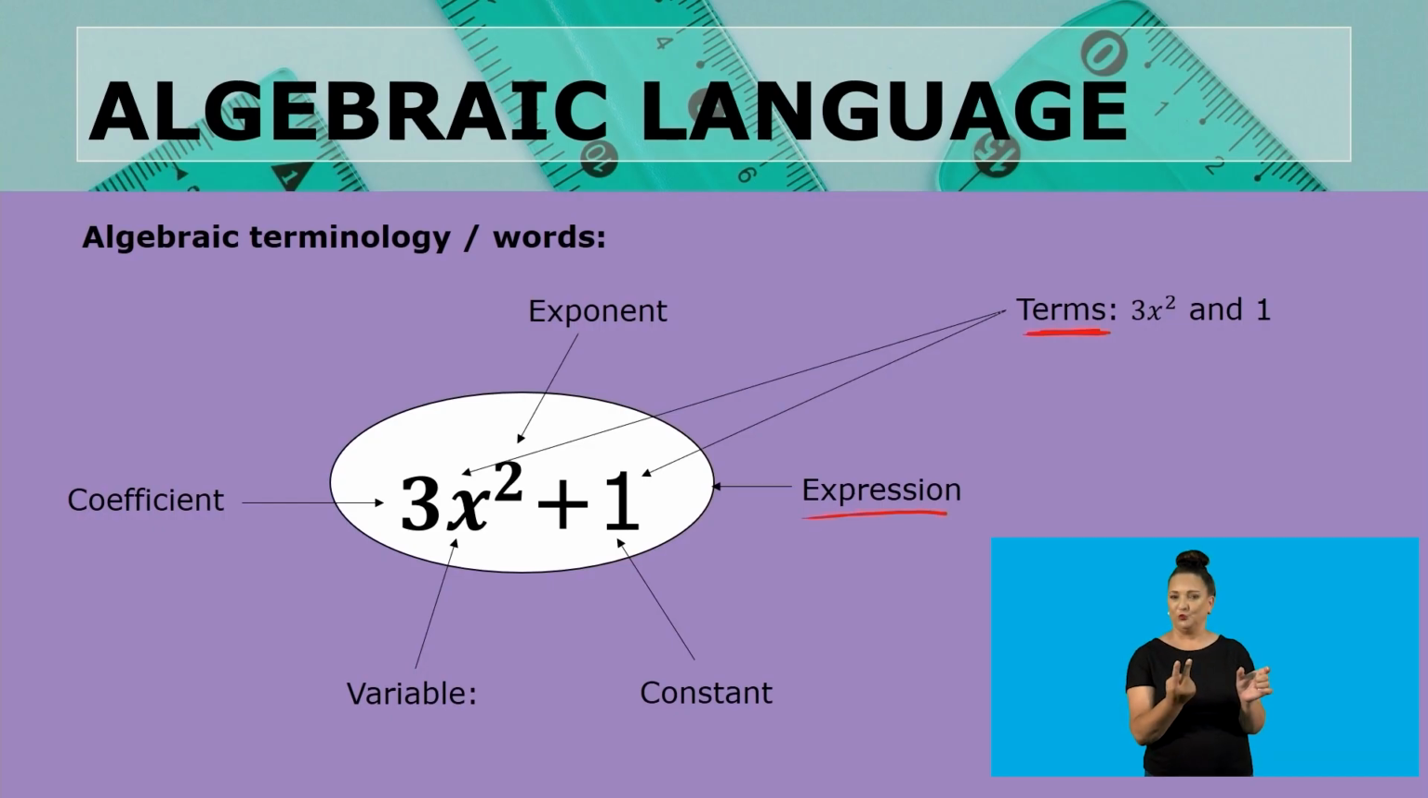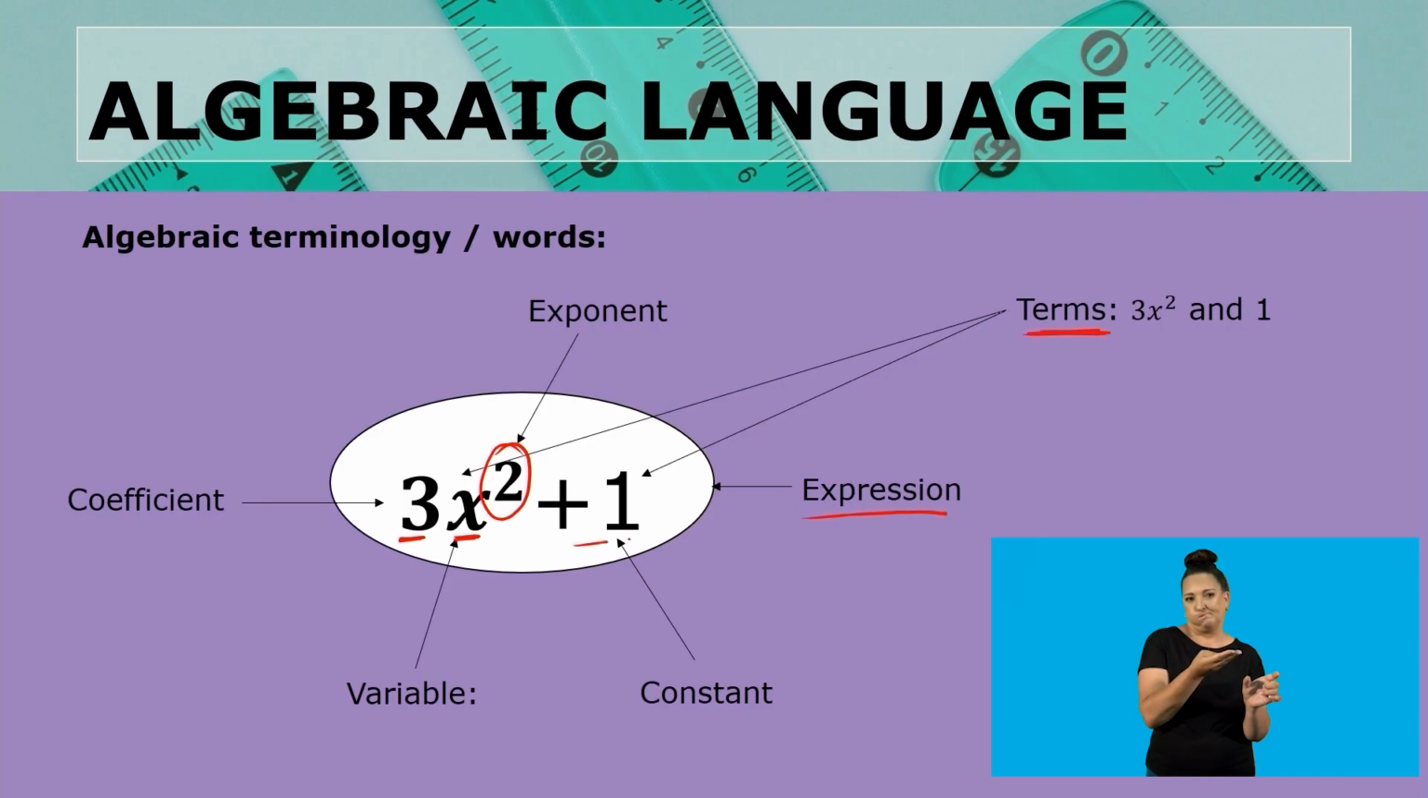Now, let's look at the 3x squared, that term alone. The 3 is the coefficient, right? And then we have the variable, which is the x. Now remember, a variable is a letter representing a number. Then we have the exponent, which is the 2 there. Remember, an exponent is the number of factors of the base.